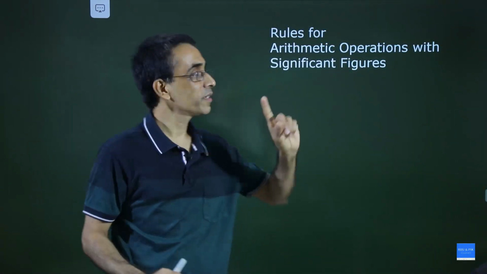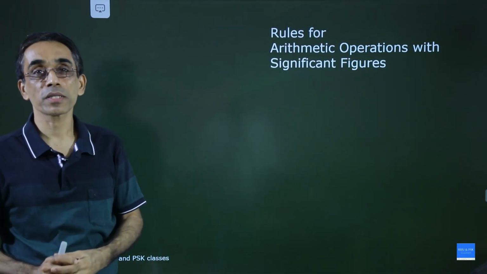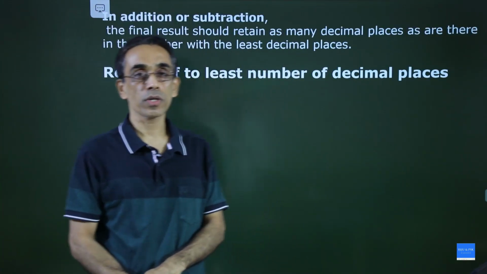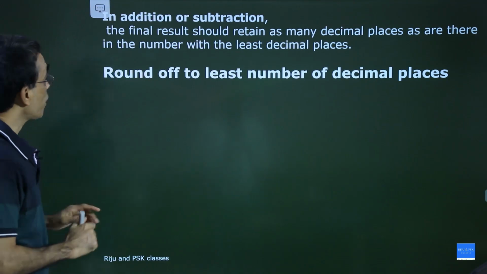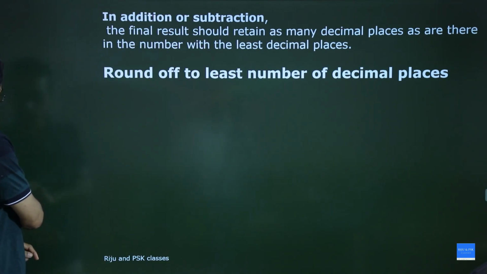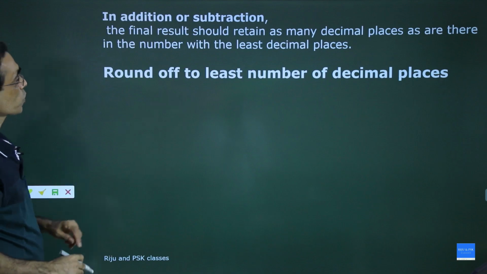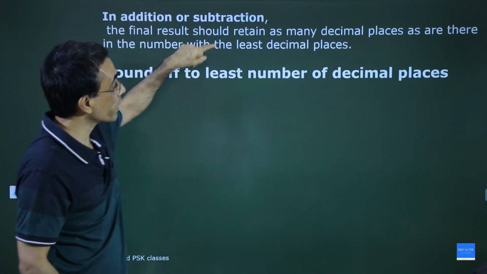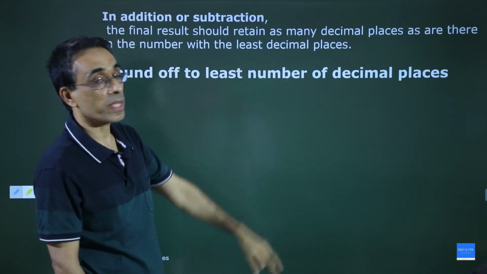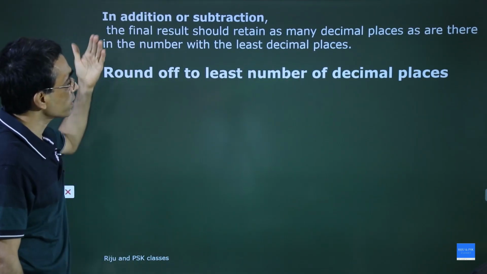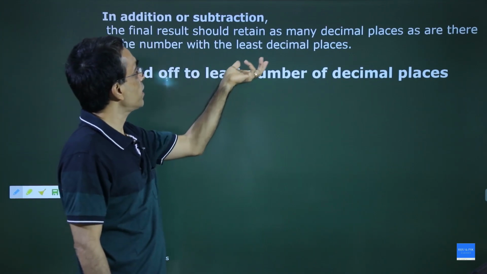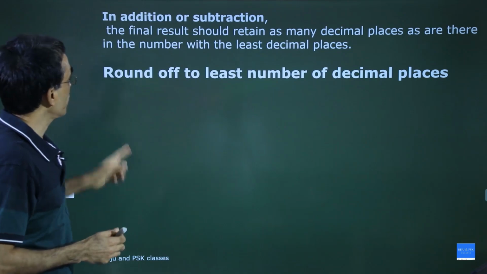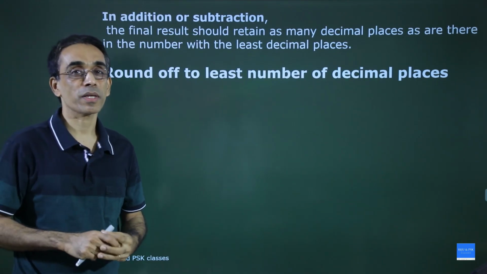So today's topic: rules for arithmetic operations using significant figures. The first rule is used for addition or subtraction. What is given for addition and subtraction? The final result after addition or subtraction should retain as many decimal places as there are in the number with the least decimal places. Understood anything? No, it's very easy. Round off to the least number of decimal places.